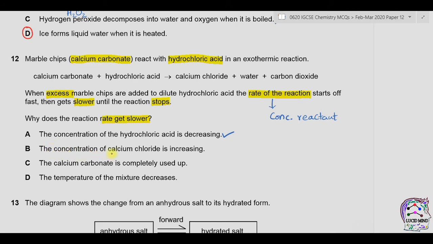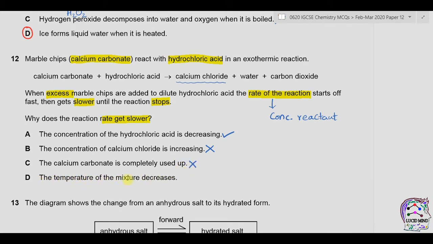B. The concentration of calcium chloride is increasing. Calcium chloride is one of the products, it is not a reactant, so it does not decrease or increase the rate of chemical reaction, so therefore this is incorrect. C is the calcium carbonate is completely used up. When calcium carbonate is completely used up, then the reaction should stop, it shouldn't get slower. And also marble chips are in excess, so therefore calcium carbonate cannot be completely used up. It will be left behind.